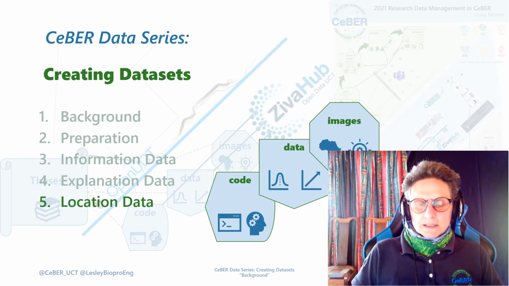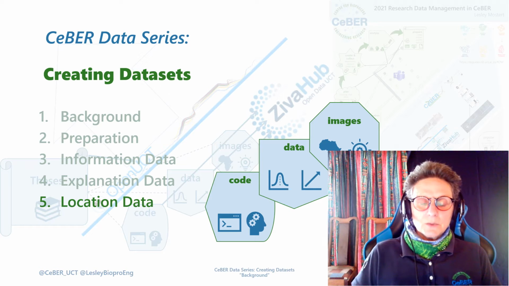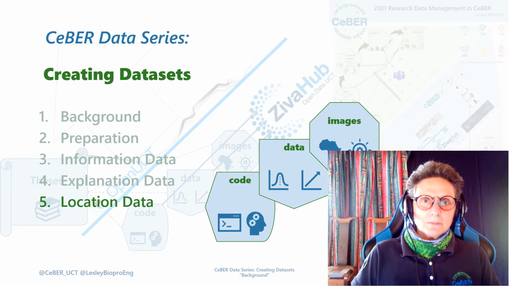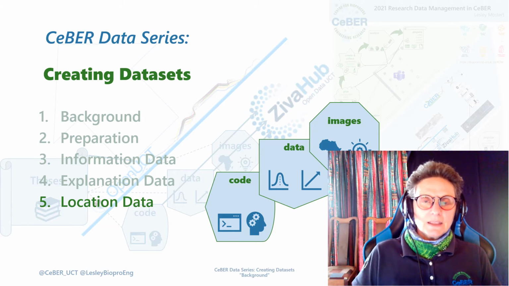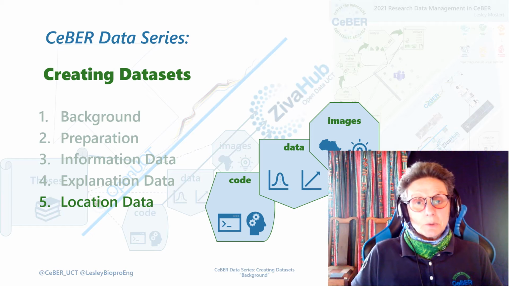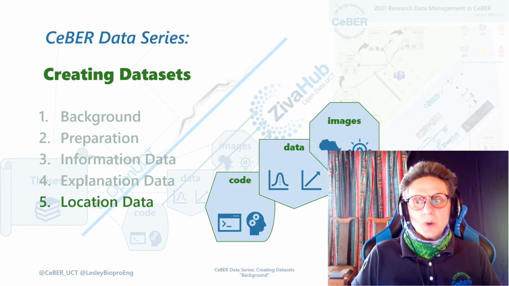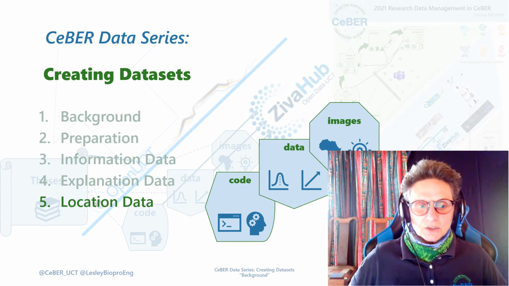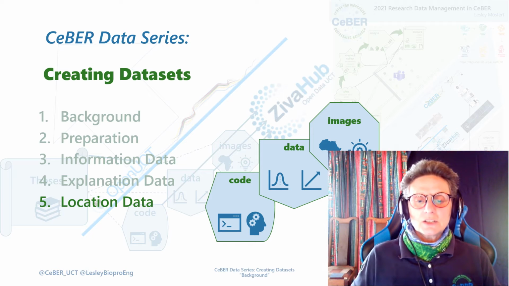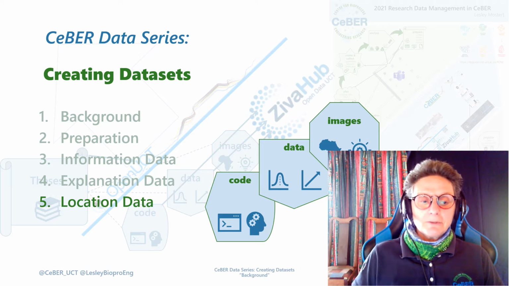The CIBA data series, Creating Datasets, has gone through starting with the background, showing what datasets are all about, things we have to think about as we prepare to create a dataset, and then looking at creating the parts of the dataset that give the information data, our actual data, and the explanation data. And this video number 5 is called Location Data.